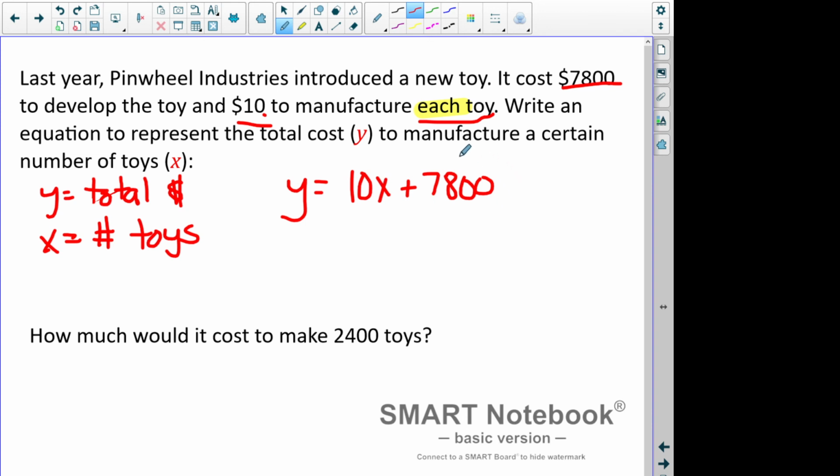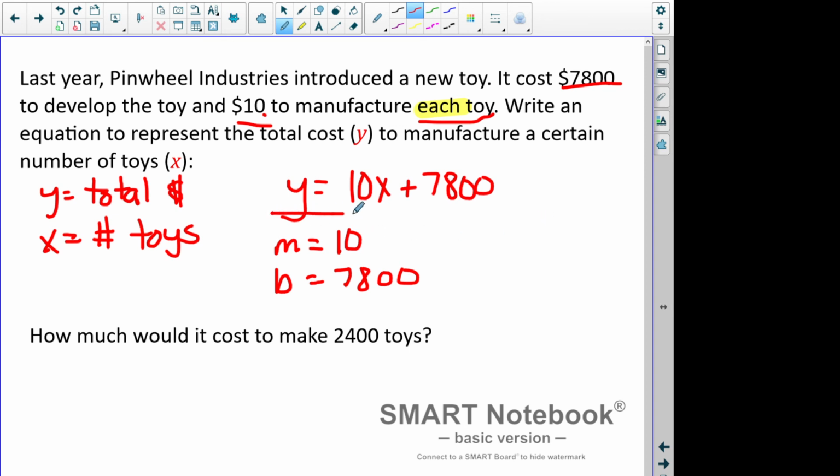All right. So this is a constant and this is a variable. So depending on the number of toys, I'll figure out the cost here. So here my m value is going to be 10. Every time the number of toys changes by 1, my cost is going to go up by 10, and my b value is going to be 7,800. So what does that mean? That means that if I don't make any toys, if I just design and develop the toy but don't make any, I still have to pay that $7,800. So that $7,800 is fixed.